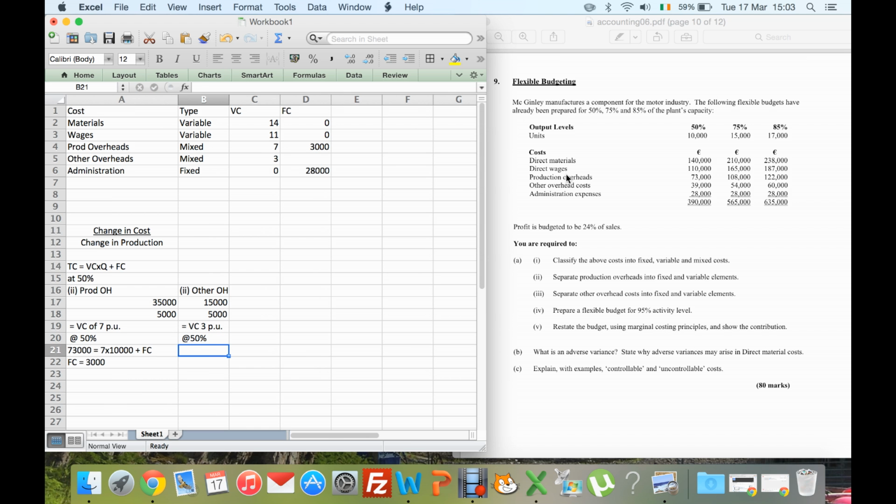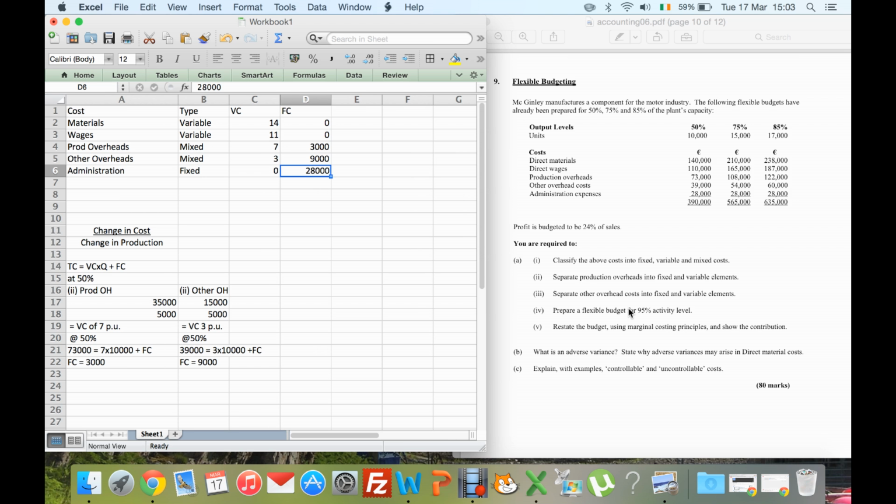So the total cost for other overheads at 50% is 39 grand, which equals the variable element, which is 3, times 10,000 units, which is 30,000, plus fixed costs. So 3 by that is 30,000, from 39 is 9,000, so fixed cost equals 9,000. Okay, so we've now classified, we've separated those.